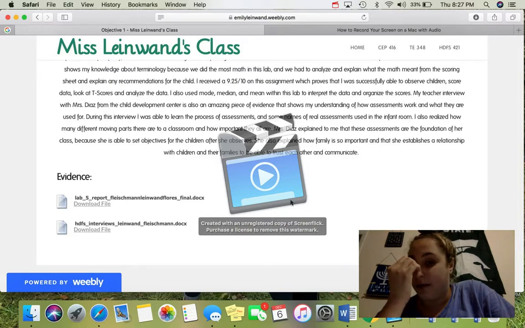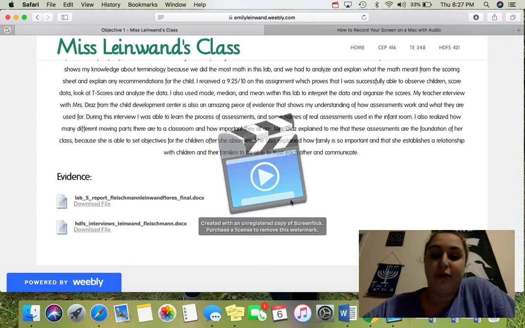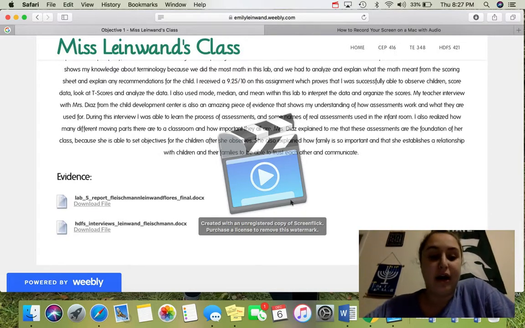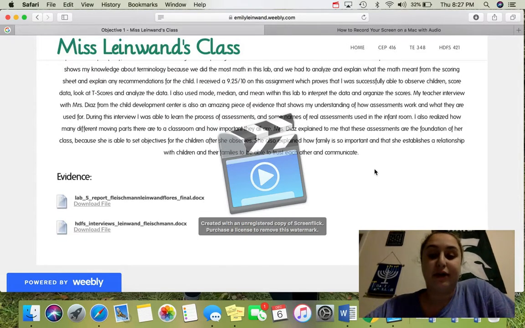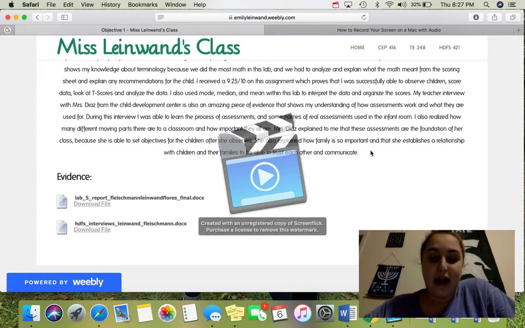So this was really a math related lab that I thought showed the most improvement for myself in this class, because I am not very good at math. But with the resources that we were given, and by observing children and working in partners and groups with these labs, I was able to work step by step and figure out what all this meant, and then come up with objectives and learning goals for the children in the class. And then the second piece of evidence that I have is my interview.